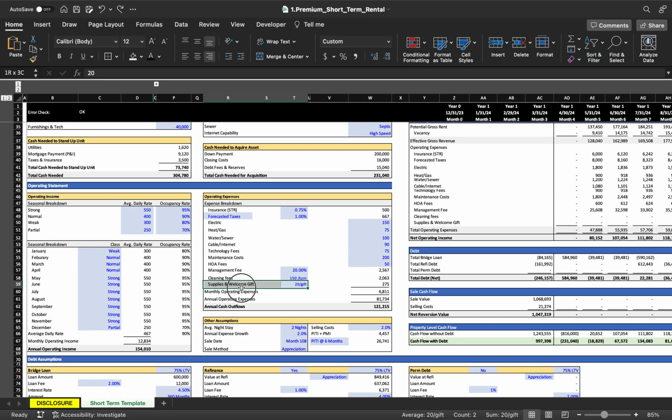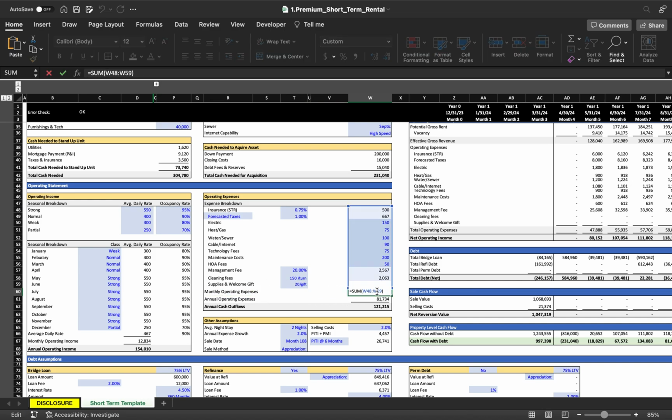Also, we have something similar for supplies and welcome gift. If you choose to give your tenants, your residents, a gift, you can say how much that gift is going to be. So again, we're trying to drill down as accurately as possible to identify your total returns. So underneath, we have a total monthly operating expense summation over here, and then we have the annual operating expense over here, and again, this is based on average, right? And then we have the annual cash outflows here.